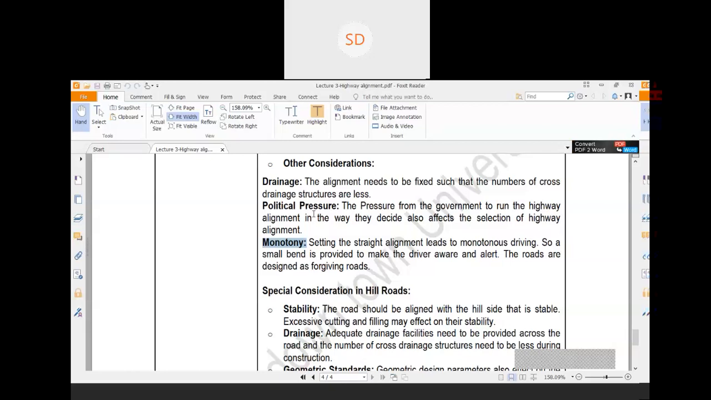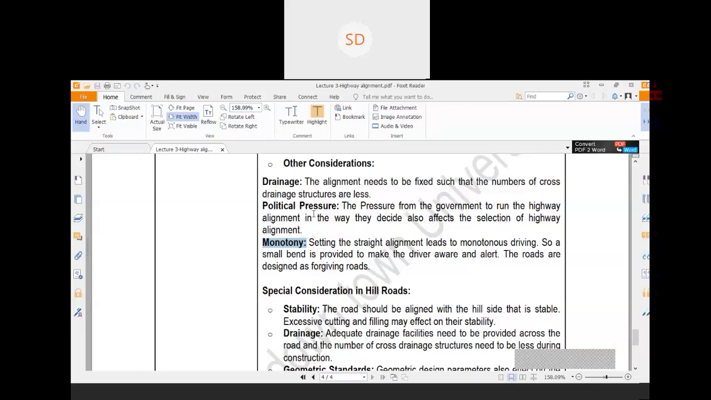So in such cases, what will happen if the stretch is very long? After a particular time, you will get sleepy, because of the lack of any work or lack of involvement from your side, and that will lead to some serious accident. So this type of thing is called monotony. Monotony means, in other words, you can say this is boring. The driving experience would be very much boring.